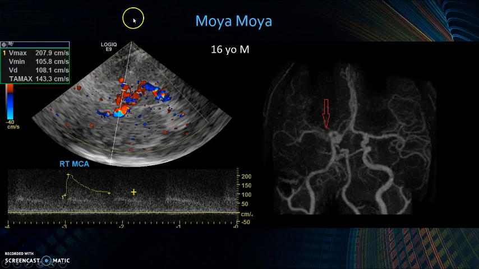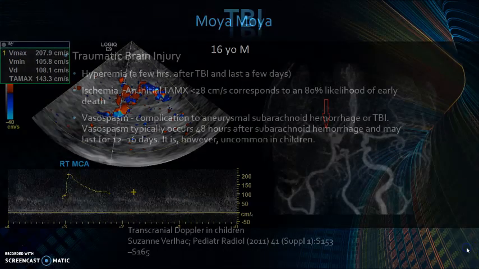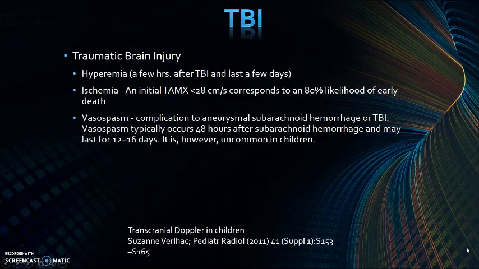Patients also with sickle cell disease can develop moyamoya. Traumatic brain injury. After a traumatic brain injury, a few hours after the TBI, the patient can have hyperemia, which will result in increased velocities, and this can last a few days. They can also develop ischemia from the edema and increased intracranial pressure.